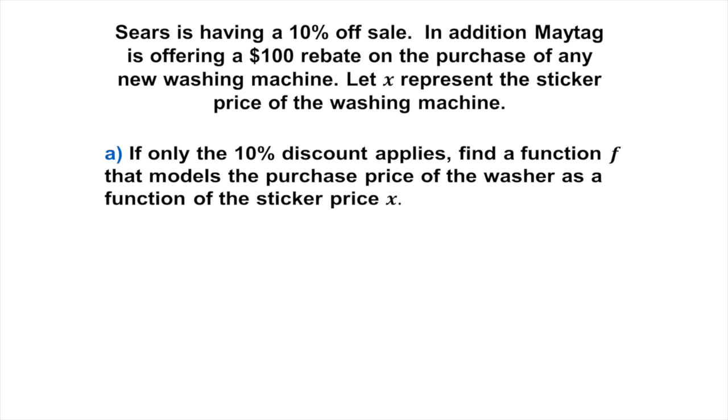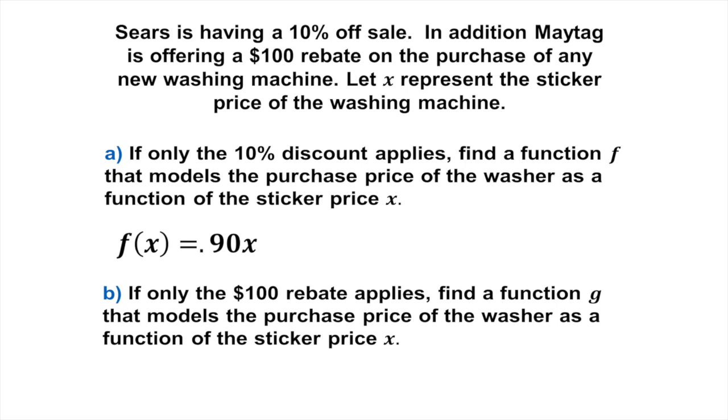If only the 10% discount applies, we need to find a function f of x. So a function that involves this x and including this 10% discount. Well, if it's a 10% discount, we can say x minus 0.1x, that's 10%, but then we got to simplify it, which would give us 0.9x. Right, because that's 10% discount, you're paying 90% of what the original price was. So 0.9x.